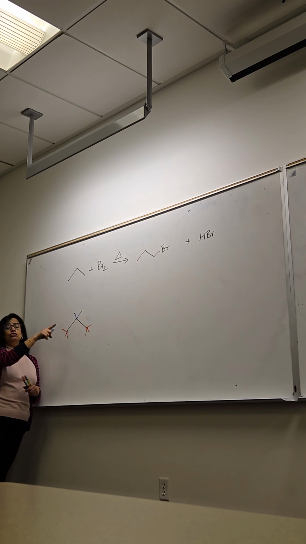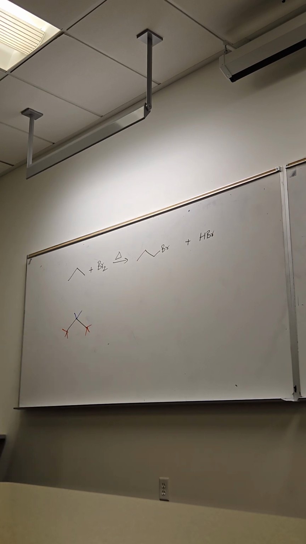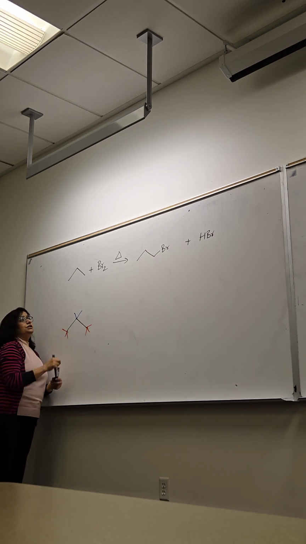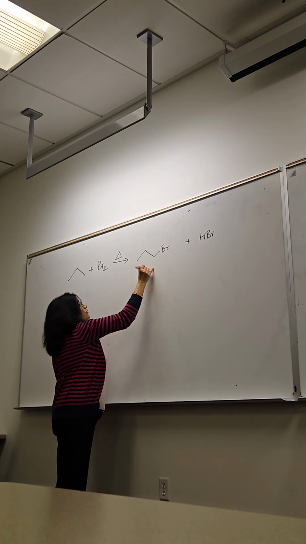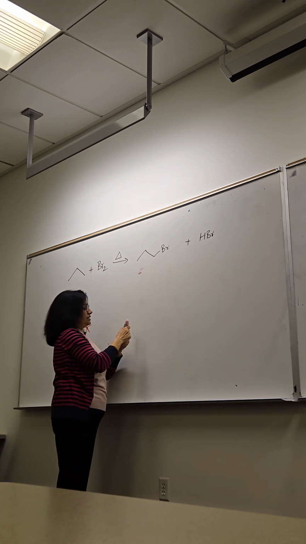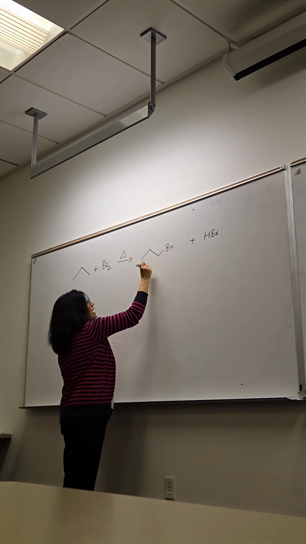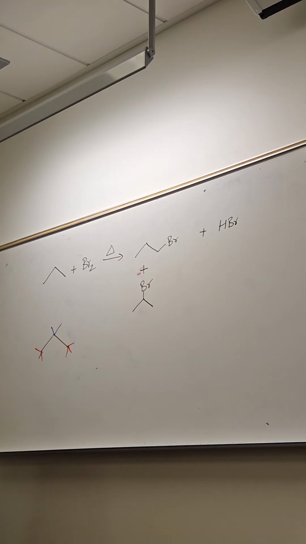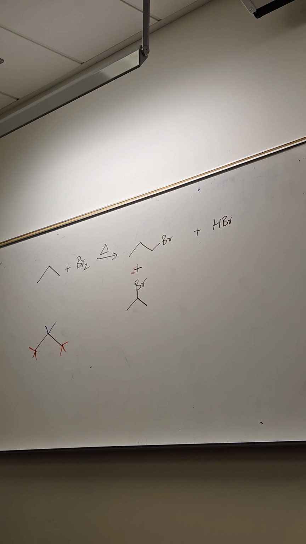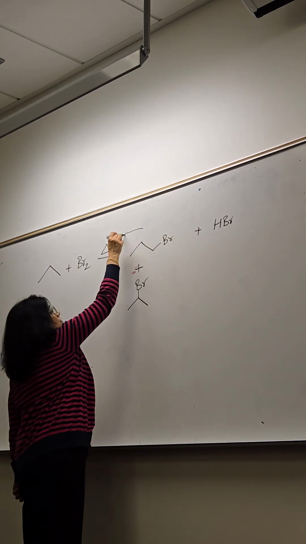Then there should be 2 alkyl halides. If one of the red hydrogens was substituted, you get 1-bromopropane, agreed? What if one of the blue hydrogens was substituted, what would we get? 2-bromopropane. Isn't that right? What's the relationship between these two products?